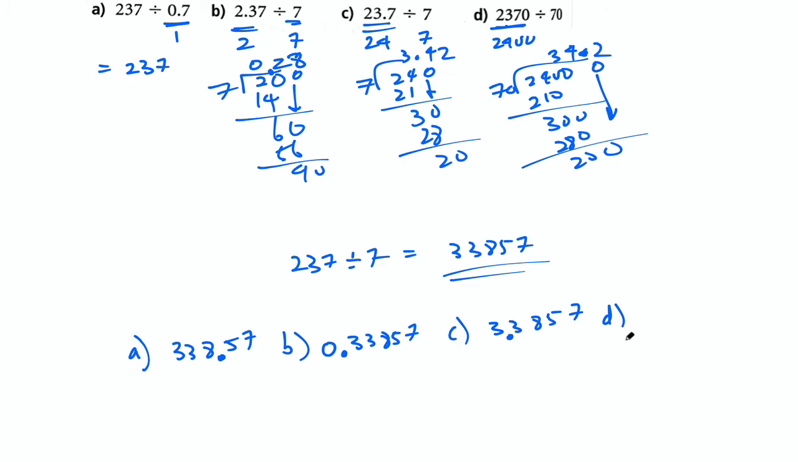As for D, our result was 34.2. Right, that was our estimate. So then if we have 33857, it seems like the decimal place needs to be over here, which is this spot here. Okay, so that's how we know where the decimal place is going to be.